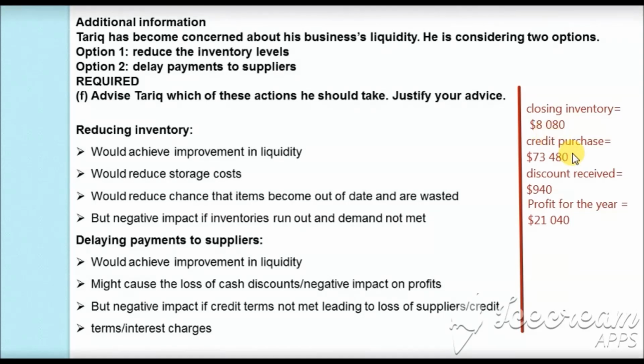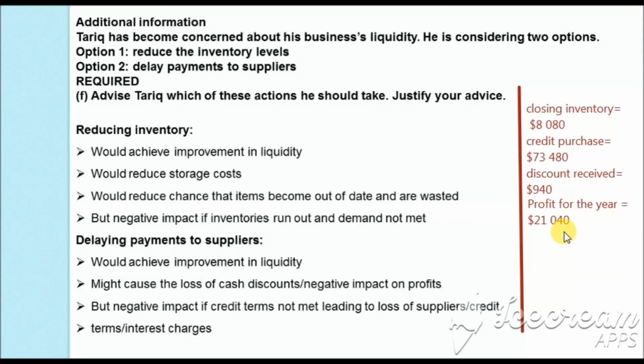And apart from that, when we go for the credit purchases, as all the purchases are on the credit terms, the amount is quite huge, which is $73,480. So this may help him to overcome the liquidity crisis in a much better way when compared to cutting down the closing inventory. No doubt he may lose this cash discount of $940. However, the profit is also good, that is, it is $21,040. Even if 940 is reduced, still he is making profit. So, based on my analysis of the question, the delayed payment to the supplier is a better option.